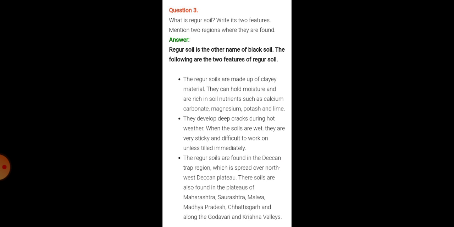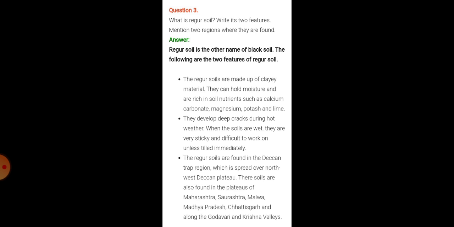Okay. Now move on to question number 3. What is regur soil? Write 2 features. Mention 2 reasons where they are found. So the question is divided into 3 parts. First, you have to just describe or define the soil. Then you have to also mention the 2 features of it, and then you have to write the reasons which are associated with it. So regur soil is the other name of black soil, and following are the 2 features of regur soil or black soil.